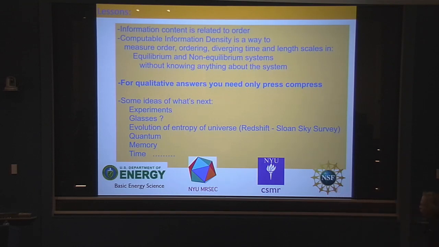Okay, so the main thing you should take away from this is, without knowing anything about the order of a system, what the order is, you can find out whether it's ordering. You can find out information about critical exponents. What else do I have? I've shown you equilibrium, non-equilibrium, on-lattice, off-lattice systems. What can we do next with it?